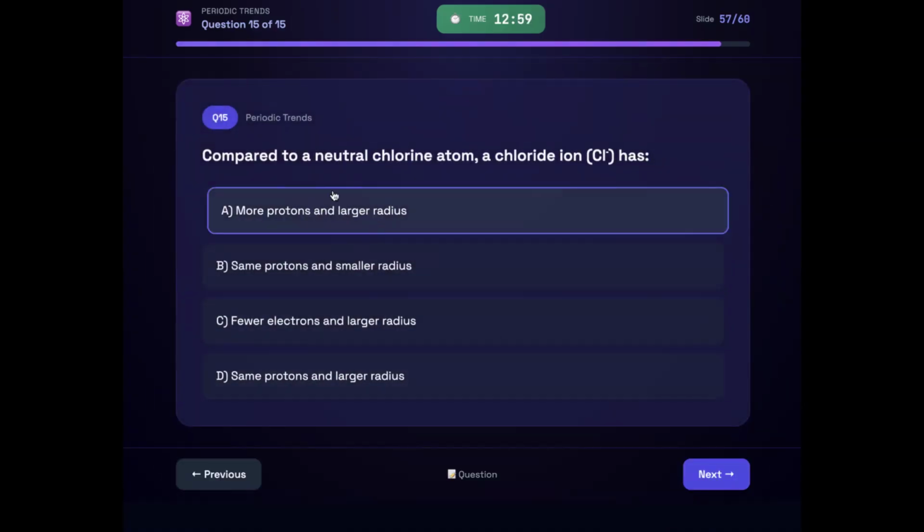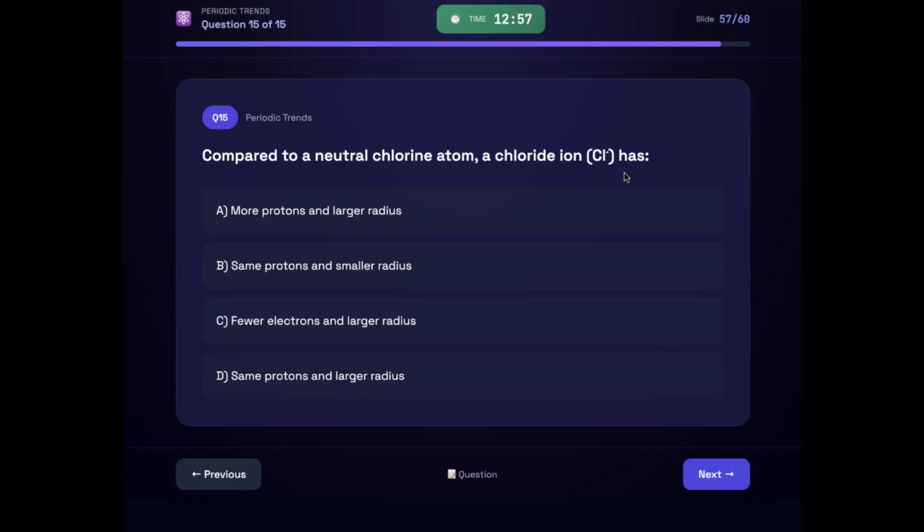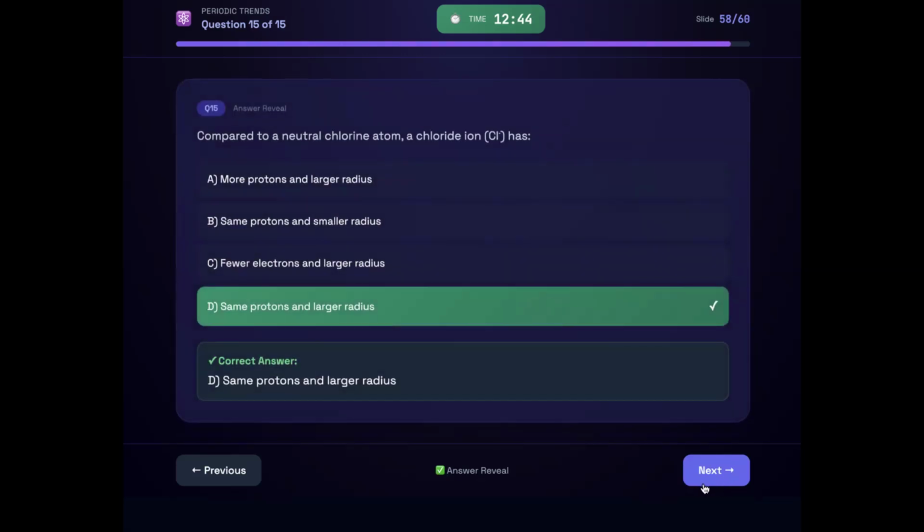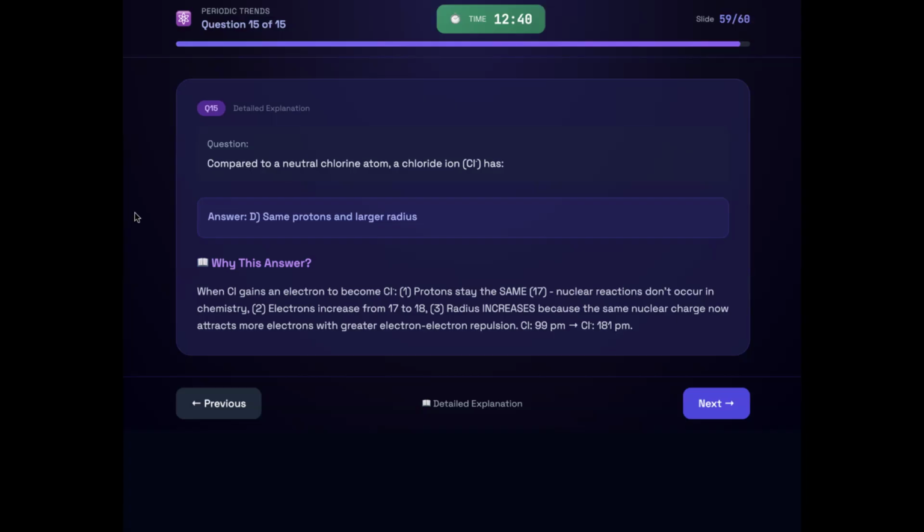The last question: compared to neutral chlorine, a chloride ion has more protons and a larger radius, same protons and smaller radius, fewer electrons and a larger radius, or same protons and a larger radius? The answer is same protons and a larger radius. When chlorine gains an electron to become Cl minus, what happens? The protons stay the same, 17. Nuclear reactions do not occur in chemistry.